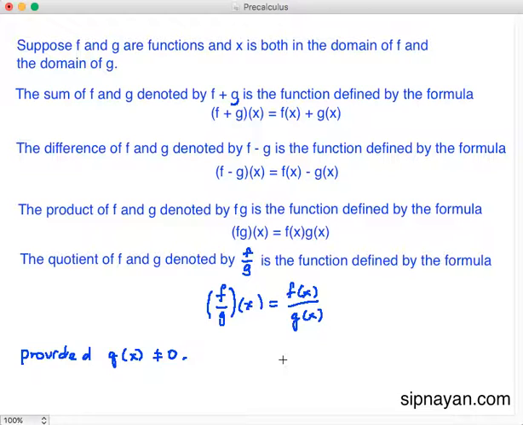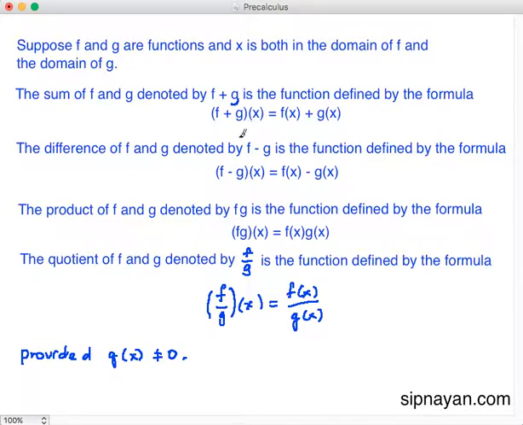So here we define kung paano ba ina-add yung dalawang functions. Now suppose we have two functions f and g, and then x is both in the domain of f and in the domain of g, then the sum of f and g denoted by f plus g is the function defined by the formula below. So, (f plus g)(x) equals f of x plus g of x. Now, mukha siyang distributive property, but this is not the distributive property, na baka malito kayo.